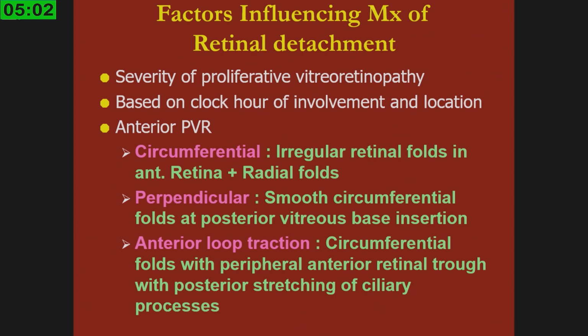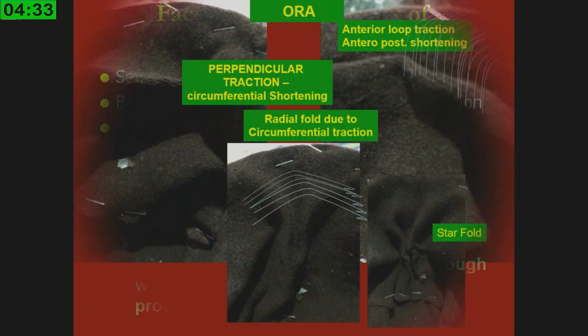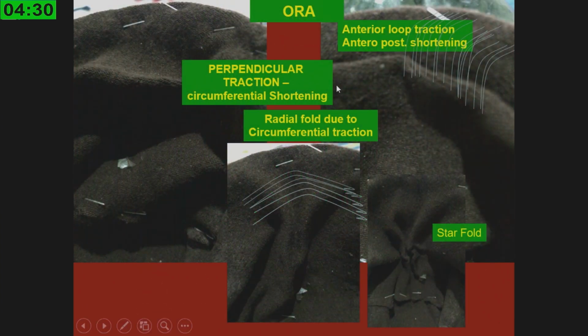You have circumferential traction when on the circumference at the posterior vitreous base, it's sort of swing up. So what will happen? Irregular radial folds will happen. If it pulls into the center of the retina, perpendicular folds will happen. Or it folds anteriorly towards the ciliary body. And now you're going to get a trough and you're going to get a loop called the anterior loop traction. What will it do? It will shorten the retina in the anteroposterior direction. Important for you to diagnose because only then can you treat them.